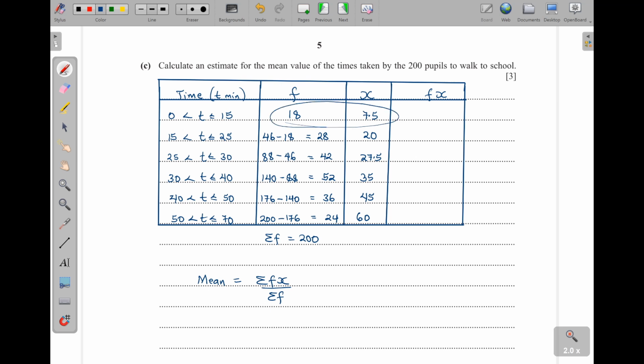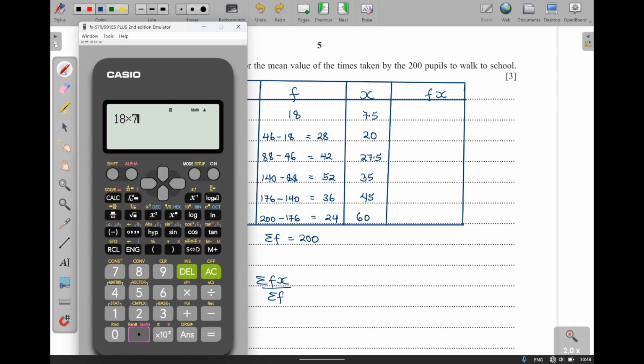Now we multiply these ones here. So 18 times 7.5, we get 135.